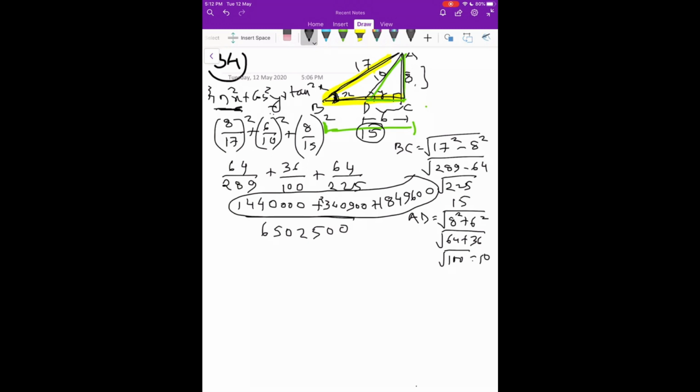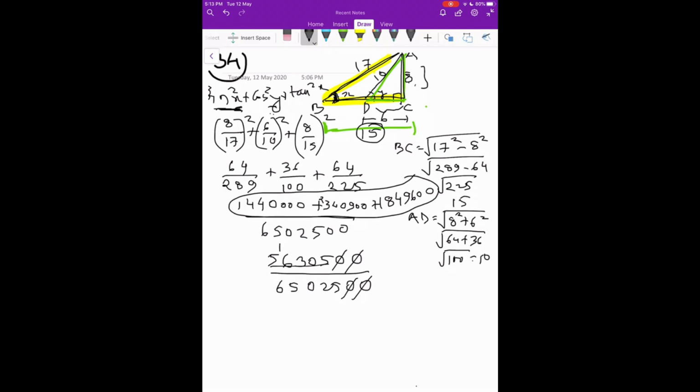Now if I add them, I am going to get 2340900 plus 1440000, and that is what is going to give you 5630500, and in the denominator you have 6502500. So as you cancel these two zeros, then further you can cancel with 5.